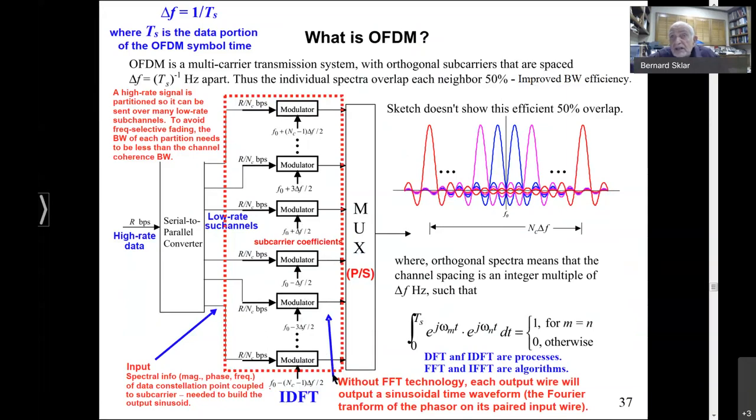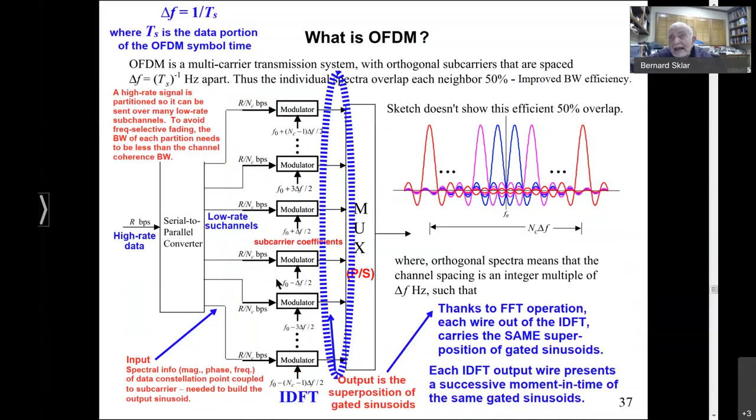So you don't see any FFT niceness here. Without FFT technology, each output wire will output a sinusoidal time waveform, which is basically the Fourier transform of the phasor on its paired input wire. And notice that thanks to the FFT operation, each wire of the IDFT is not going to behave that way.